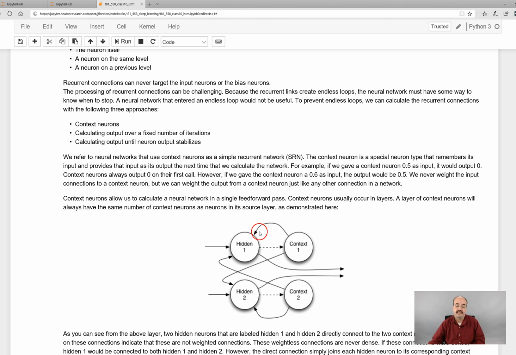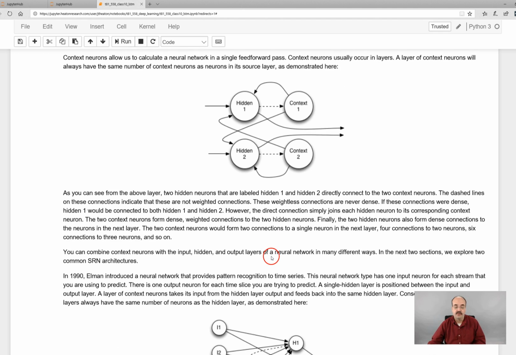The solid lines that are causing the copy backwards through the neural network are weighted, and that allows the neural network to learn what to do with this data over time as it comes into the neural network. That is a time series neural network.